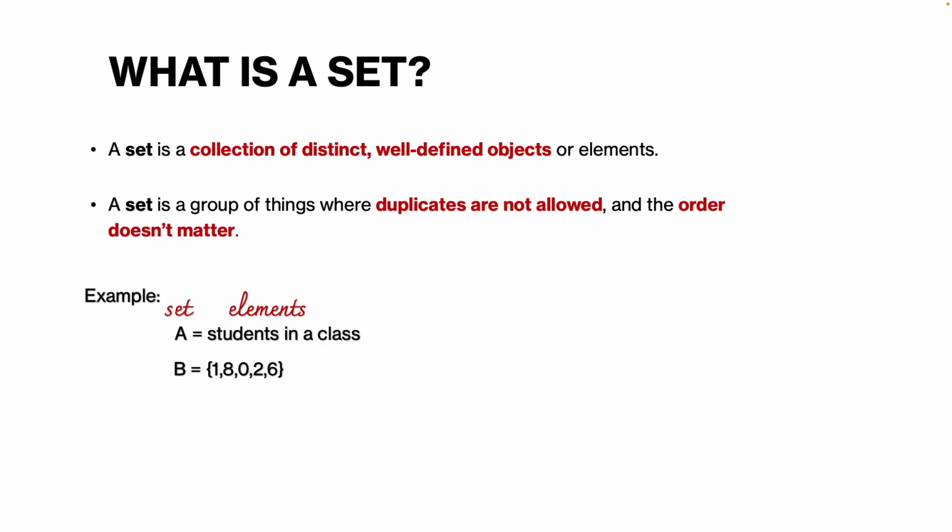B is equals to 1, 8, 0, 2, 6. Ito ay isang example ng set definition. This example is Z is equals to integers, where Z, ang laman daw niya is the different types of integers. N is equals to natural numbers. Okay. So later, i-explain natin ang difference ng Z and N symbols.